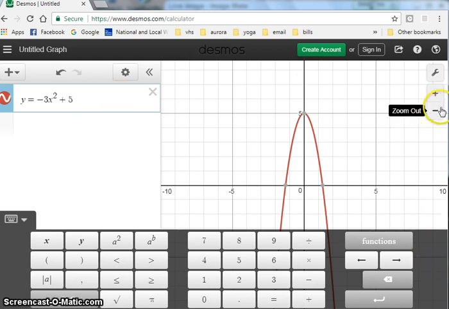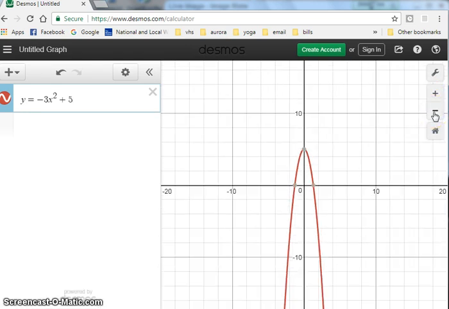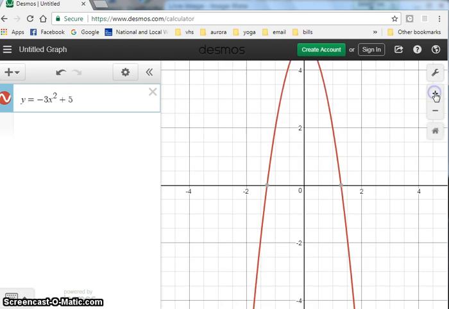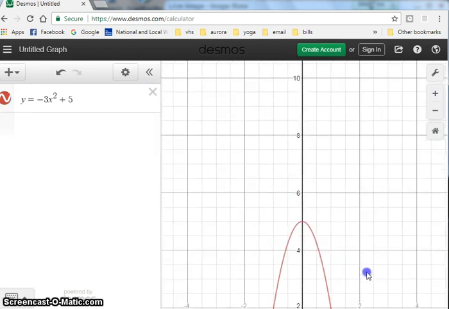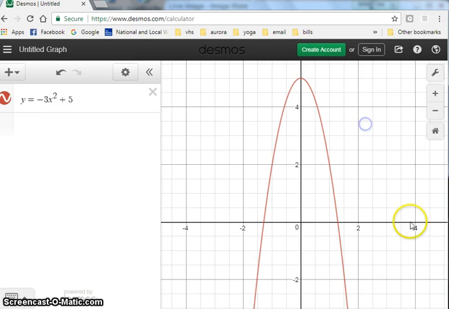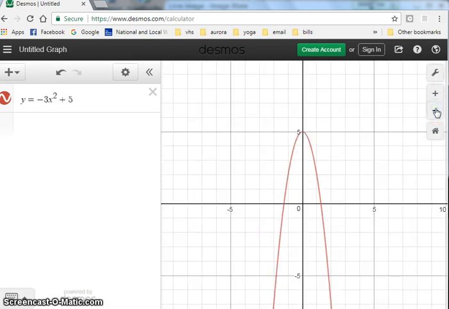I can zoom out if I want to see more of it, I can zoom in if I want to see closer, and I can drag the screen to see different parts. There we go, that's my standard viewing window again.